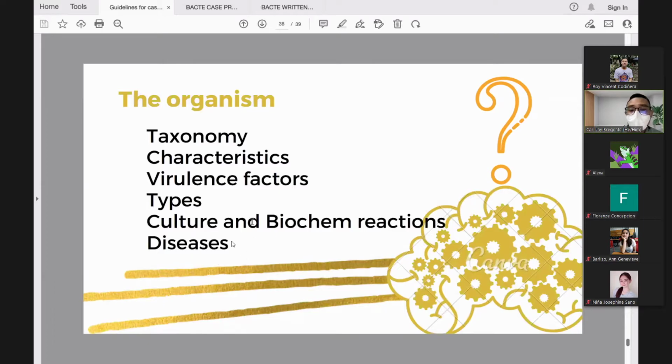For the characteristics, I want you to discuss what the gram staining reaction is. For the virulence factors, you discuss what the virulence factors are and their action. Again, for the virulence factors, discuss the virulence factors and their action. For the types, what are the different types of E. coli? What are the different strains of E. coli?